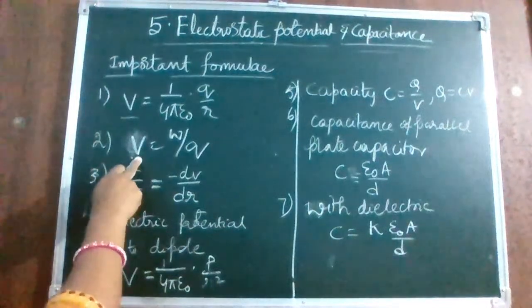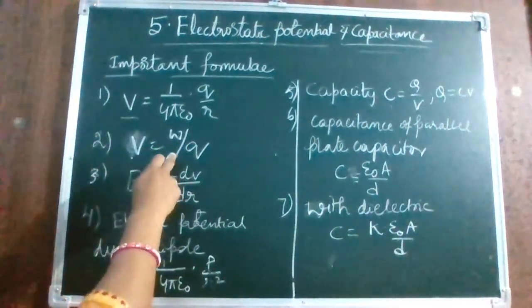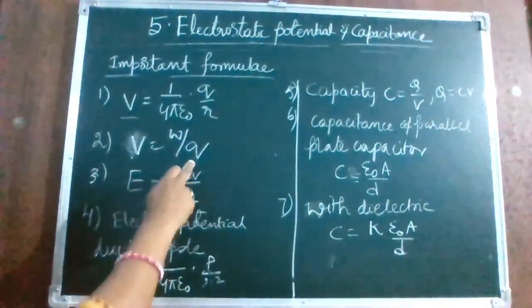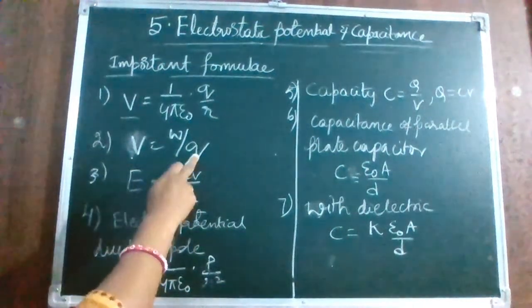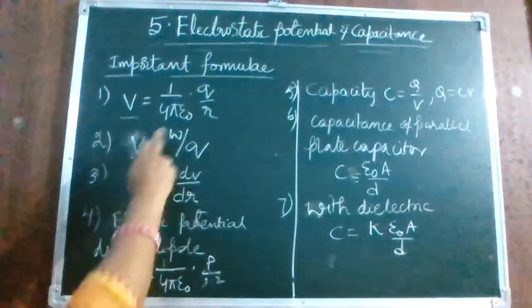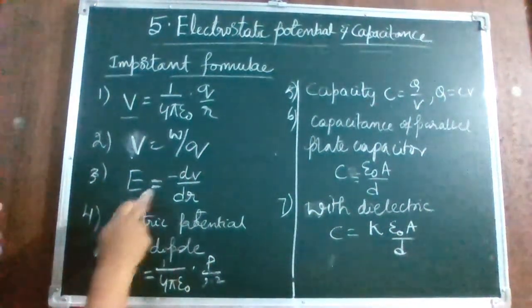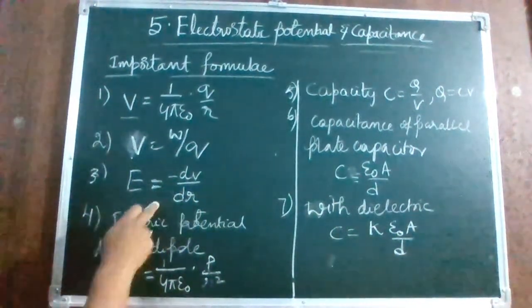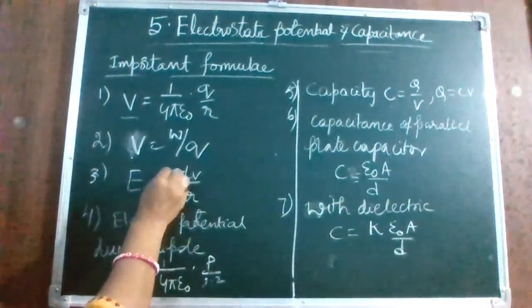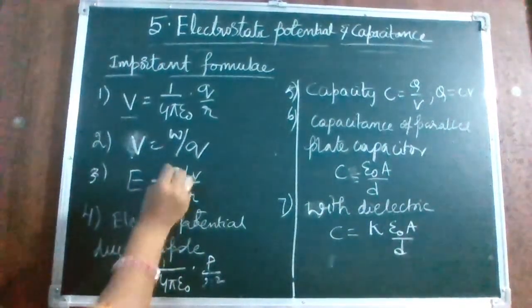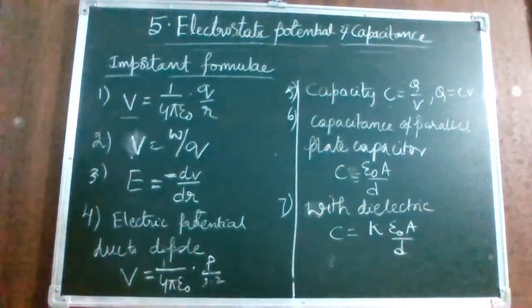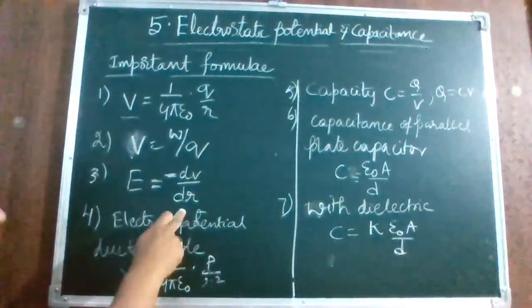And the second one is potential, which is equal to work per unit charge, W by Q, where this is the charge and this is the work done. And the third one is the relation between the electric field intensity and the potential, E is equal to minus dV by dr, where the minus indicates the decreasing potential.